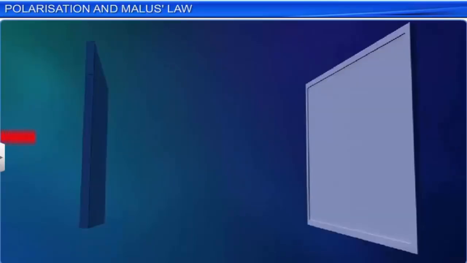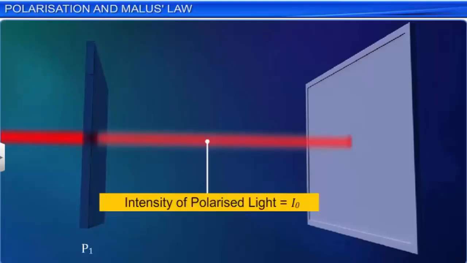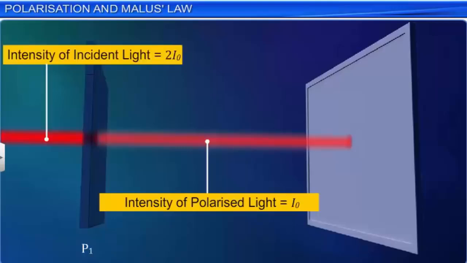Now allow light from an ordinary source to pass through the Polaroid P1 and be incident on a screen. It is experimentally observed that the intensity of the polarized light transmitted through the sheet is half the intensity of the incident light. Rotating P1 has no effect on the transmitted beam, and the transmitted intensity remains constant. This can be explained as follows.